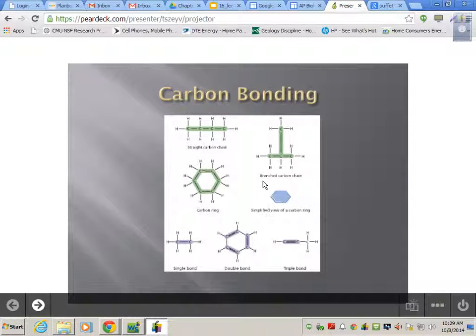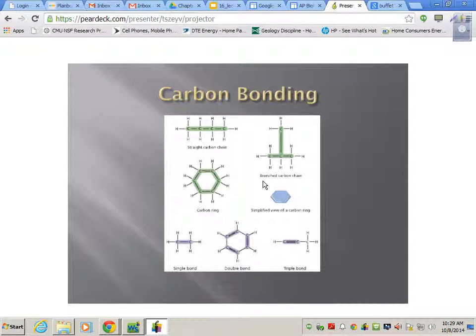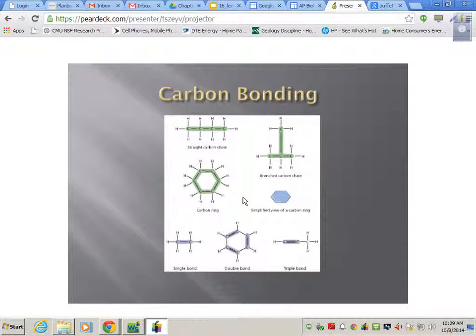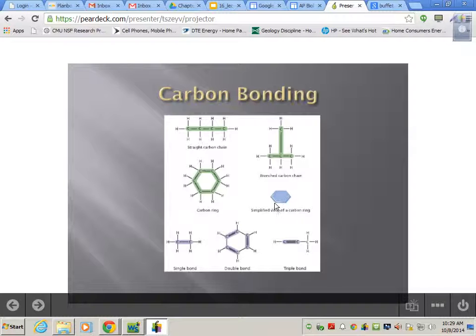So when biochemists draw carbon rings, they don't draw all the H's and C's in there. They just draw, in this case, 1, 2, 3, 4, 5, 6, a hexagonal structure. If it's a sugar, they draw a 5-carbon pentagon. It's called a pentose sugar because it has 5 sides. You would have to know that that's carbon, that's carbon, that's carbon, that's carbon, that's carbon. And that carbon is going to need all of its four bonds fulfilled, right?